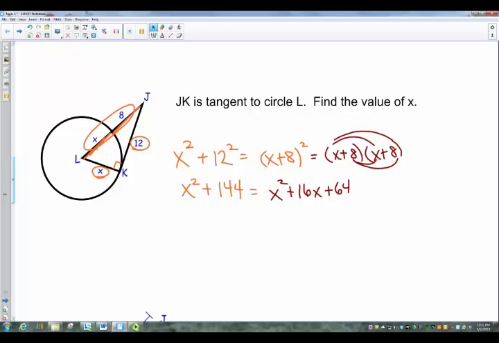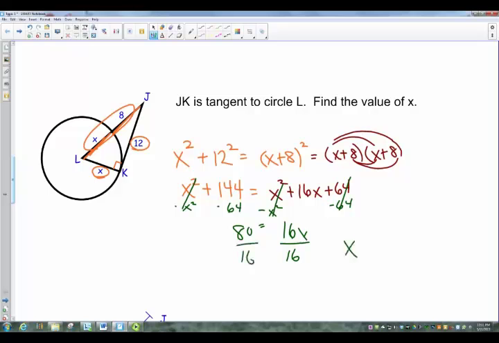All right, and now you work to solve for x. So if I subtract x squared on both sides, my x squareds will cancel out completely. If I subtract 64 from both sides, on my right-hand side, those two 64s cancel out. I end up with the 16x on that side. And then when you take 144 minus 64, you end up with 80. All right, and then finally, you take that and divide by 16. And that gives you an x value of 5. And there you go.